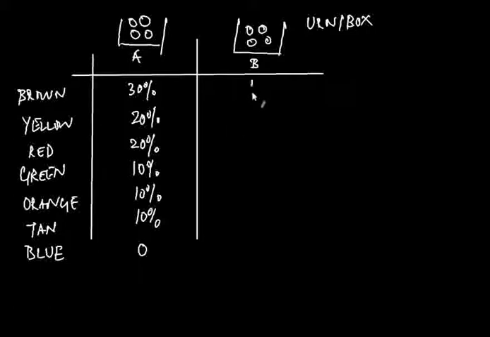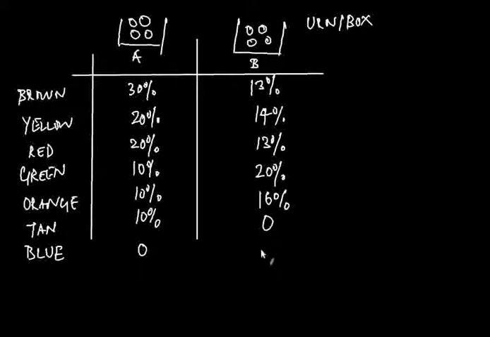B has 13% brown balls, 14% yellow, 13% red, 20% green, 16% orange, no tan balls, and 20% blue. So all these percentages add up to 100. So this is the distribution.